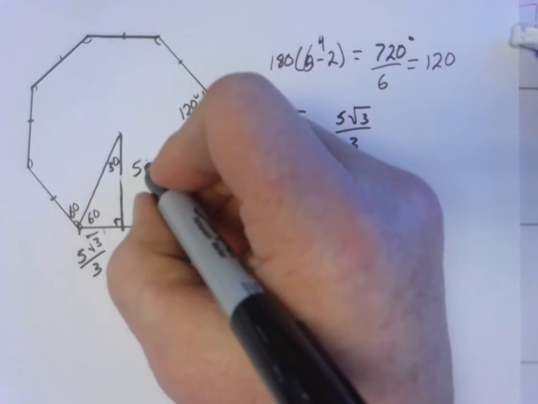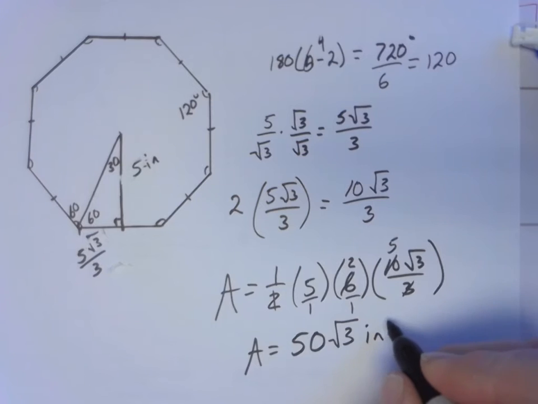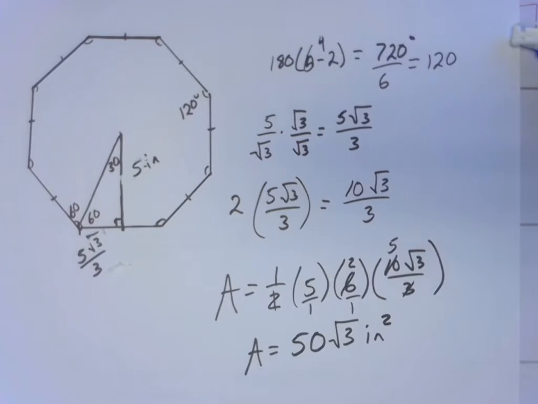So if this were 5 inches, this would be 50 radical 3 square inches, and once again, that's the exact answer. I don't need to get out a calculator and change that unless I'm asked to give the answer to the nearest tenth or to the nearest hundredth or something like that. So I'm just going to give the answer like this.